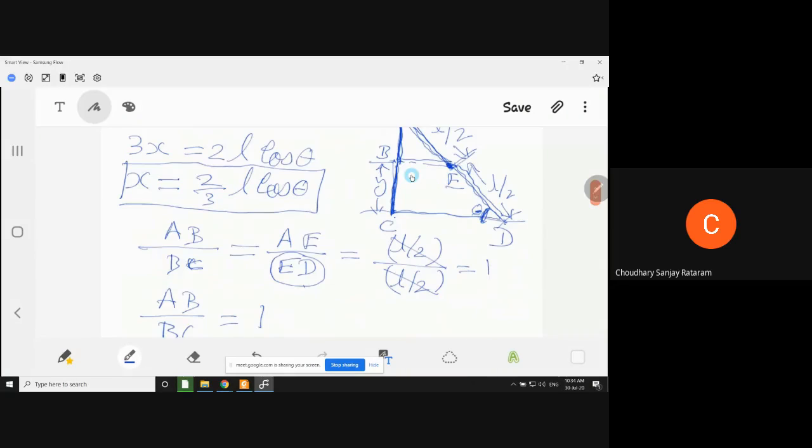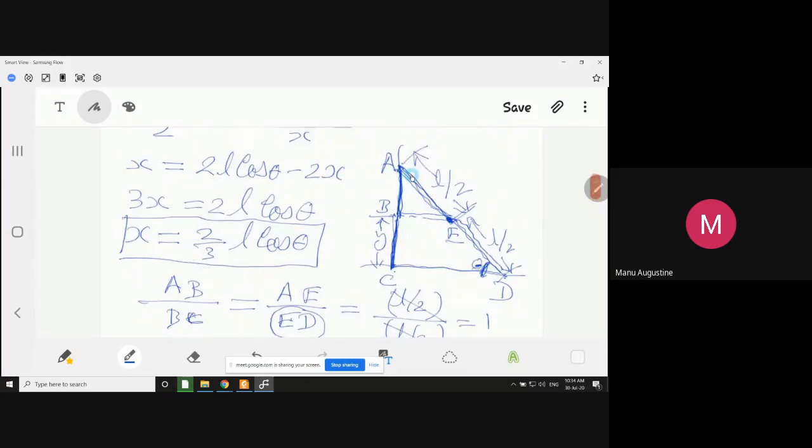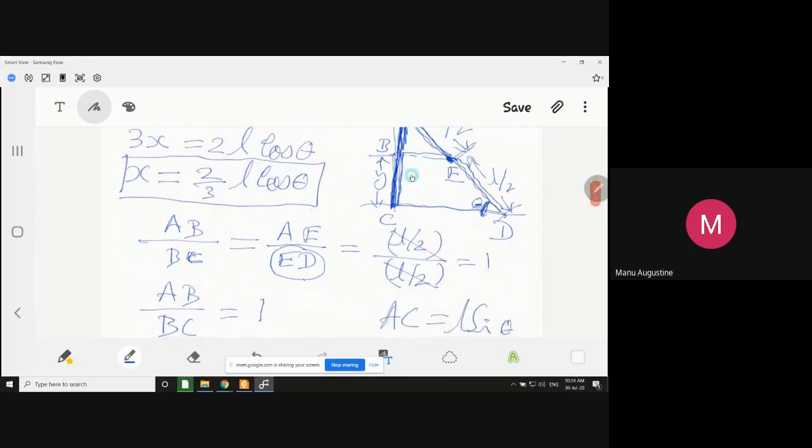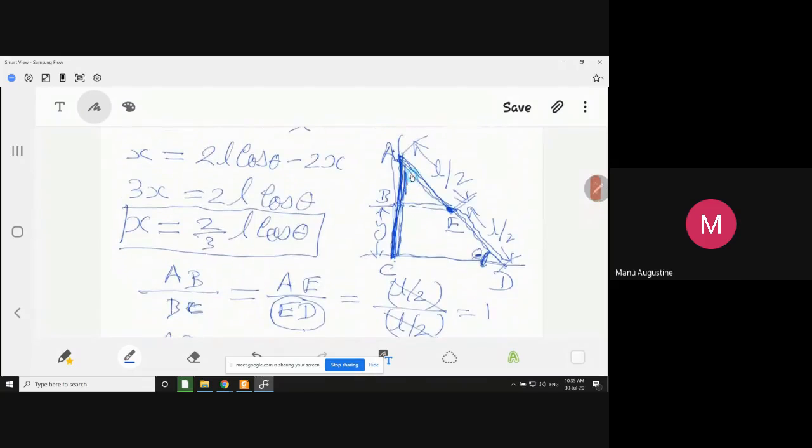L sin theta. It is simply L sin theta. So AC is equal to L sin theta. And now the question is, if this whole length is L sin theta, and this length is Y, what is this length? L by 2, L by 2 sin theta. That should be L sin theta minus Y. See, AC is L sin theta.